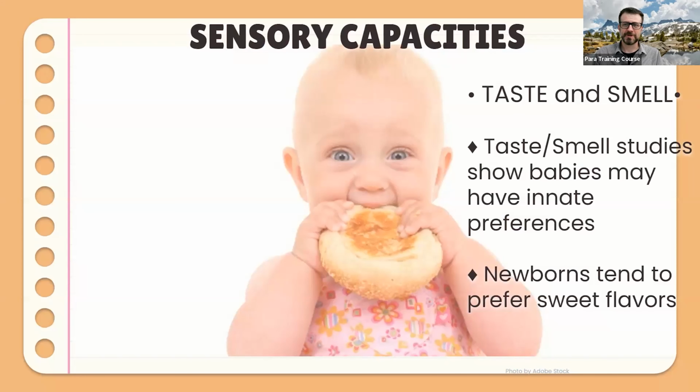Okay, how about taste and smell? These two are very closely related, right? If you hold your nose and eat something, it tastes different. Taste and smell studies have shown that babies have innate preferences. That is, things that they prefer from the beginning. And that newborns tend to prefer sweet flavors. It's probably not a surprise.